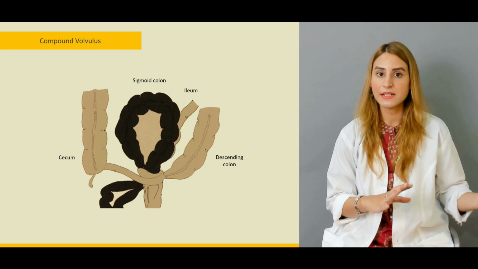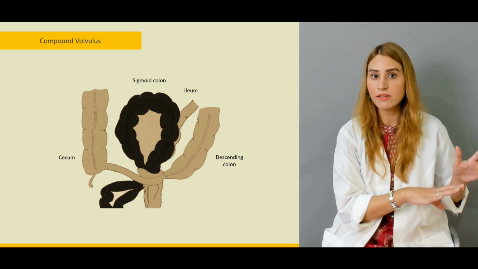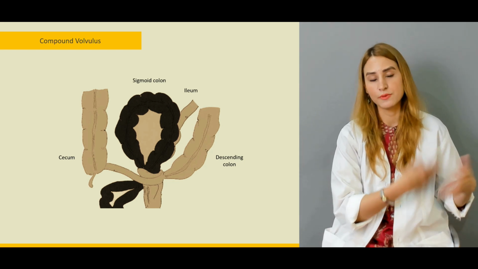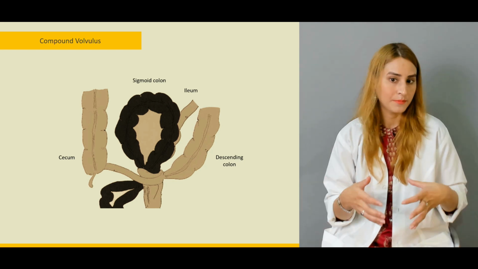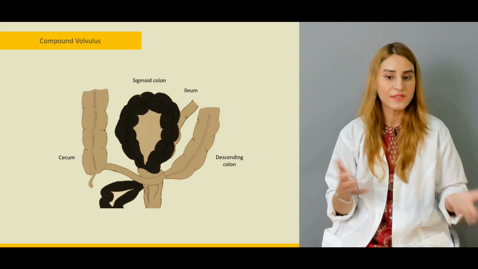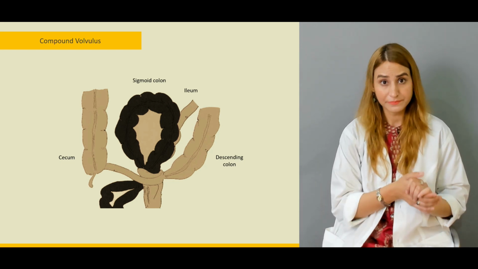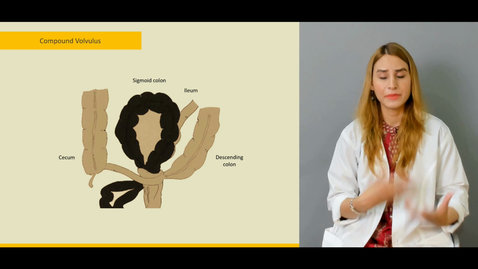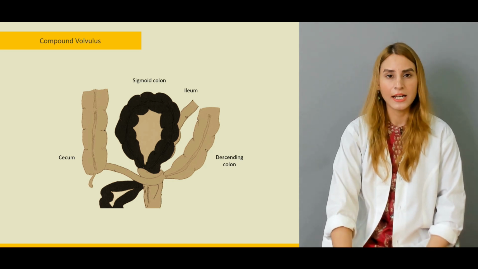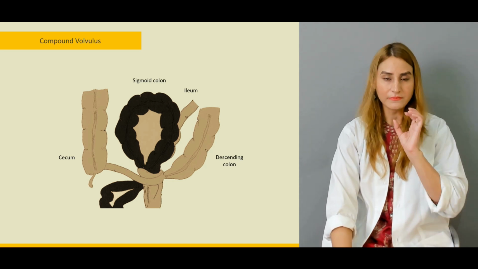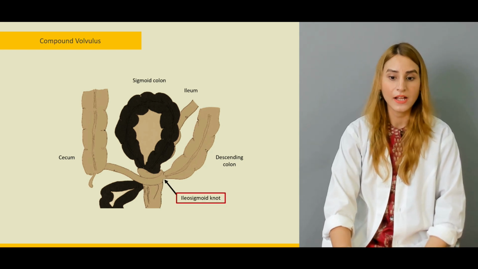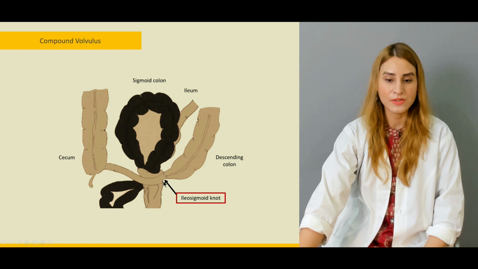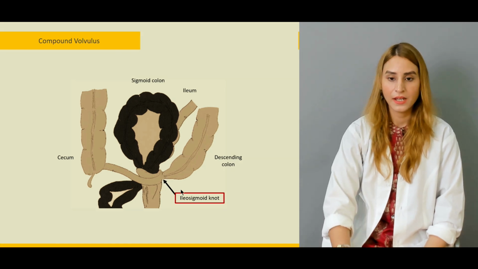So we talk about the sigmoid and the cecal volvulus. They were single, they're just rotation, twisting upon their own self. But in case of the compound volvulus, there can be ileosigmoid, there can be ileocolic. So there are so many compounds of the gut segment which are being rotated or twisted upon their own self. You can see here this is an ileosigmoid knot.